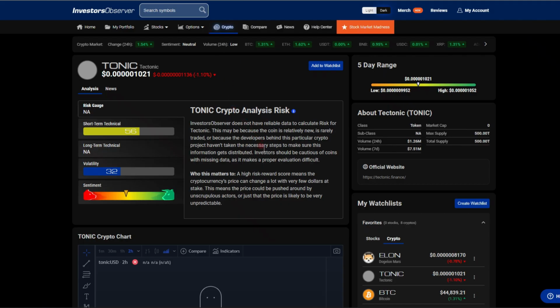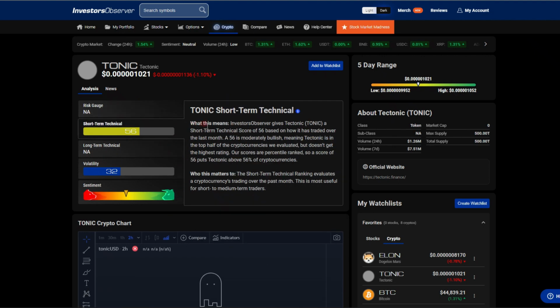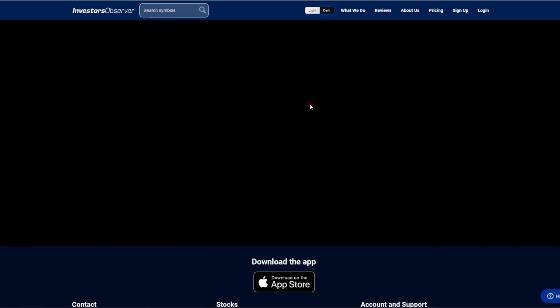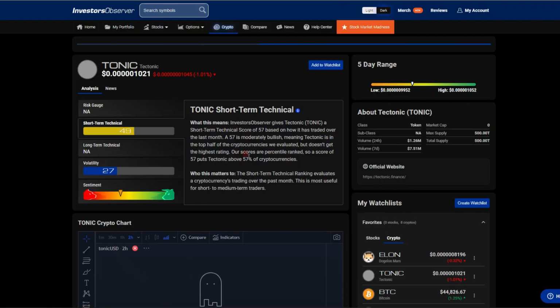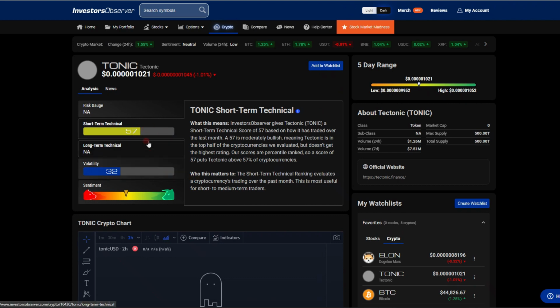All right, but I do want to show you guys what it's looking like in terms of short-term technical, which we do have a short-term technical of 56, which is not bad at all. And it does change day to day, minute to minute, honestly. We can even refresh it now and see if it has changed. So yeah, 57, I see it went up a bit.